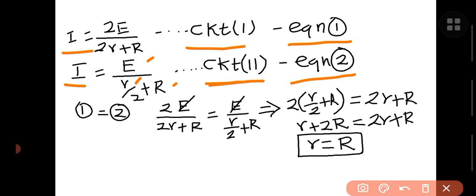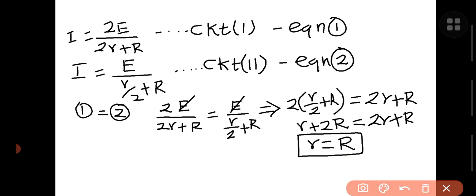Now what is given in the problem is that the current flowing through the capital R resistance is the same. That means we can equate equations 1 and 2. So we get 2E divided by 2r plus R, which is equal to E divided by r by 2 plus R. Cancelling out the common terms and simplifying, we get r equal to capital R. This is the resistance of the cell.